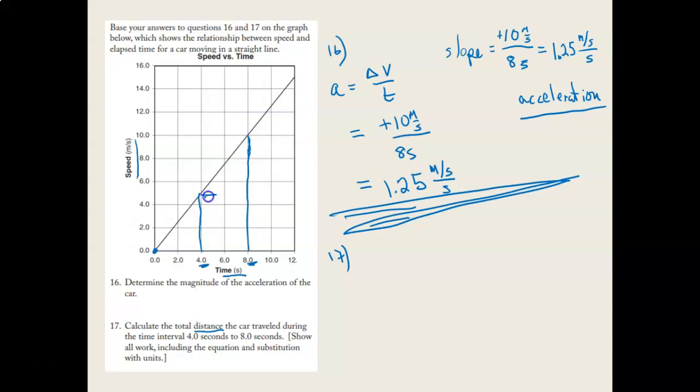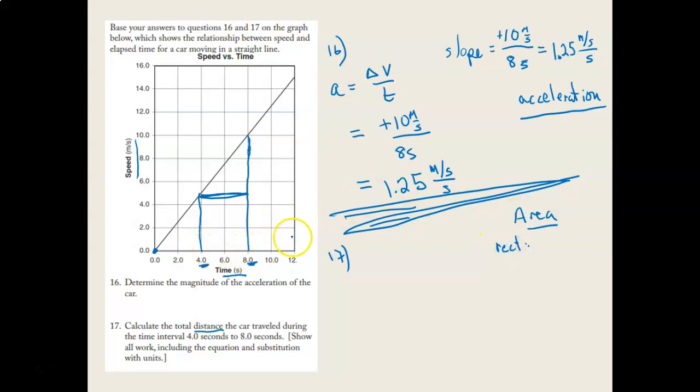So in order to figure out the area, I'm going to break it into 2 pieces. I'm going to break it into a rectangle, which is here, and a triangle, which is here. Okay, so what's the area of the rectangle? Well, our base, 4 seconds to 8 seconds. And we're going to do the area method over here. Okay, and we're going to start with this rectangle.